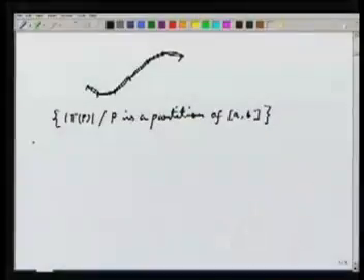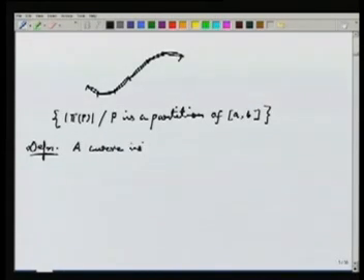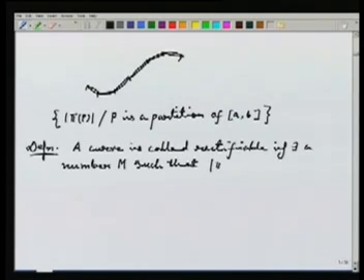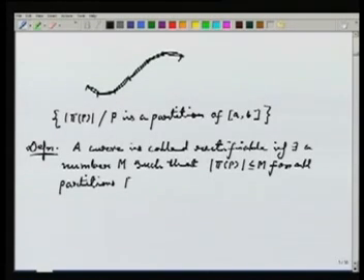Now at this point I define something. A curve is called rectifiable if there exists a number capital M, certainly bigger than or equal to 0, such that mod pi p is less than or equal to M for all partitions P of AB.